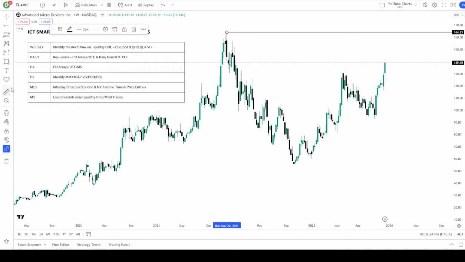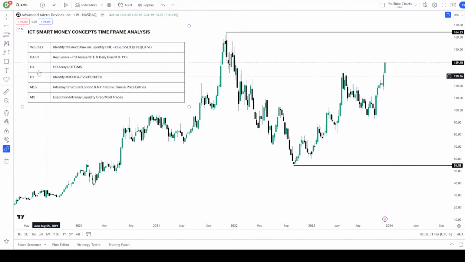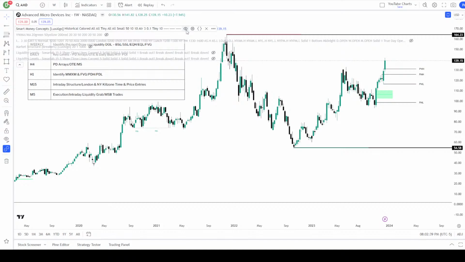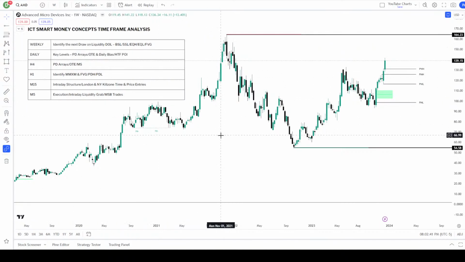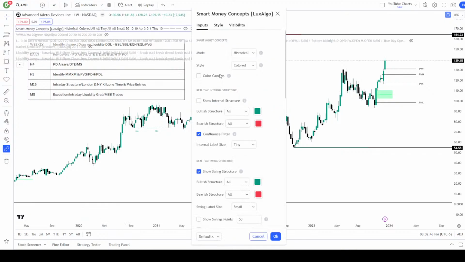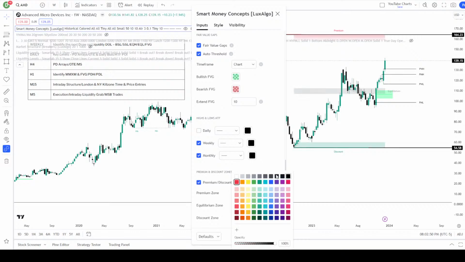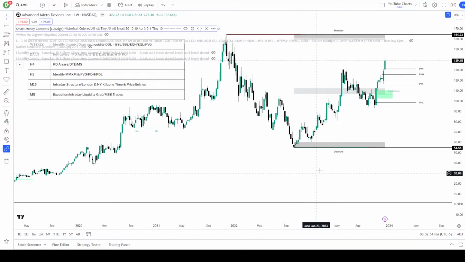The first thing I want to do is look at our most recent premium discount range for our high and low. You can find the premium discount range easily if you use either the Pine Wave or the Smart Money Concepts indicator. It should show you very easily. Let me open it up here. Down at the bottom, premium discount zones, right? They will very easily show you your most recent premium discount range.